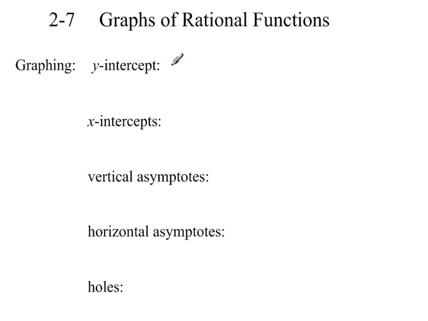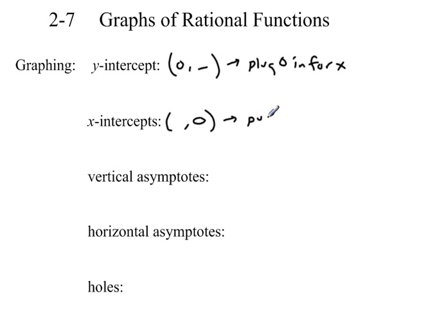Now, we all know what a y-intercept is. That's where a graph goes through the y-axis. So those are points like 0, comma, something. To really define your y-intercepts, what we do is we plug 0 in for x. And likewise, x-intercepts are where the graph goes through the x-axis. These points are something, comma, 0. So to find x-intercepts, we plug 0 in for y.